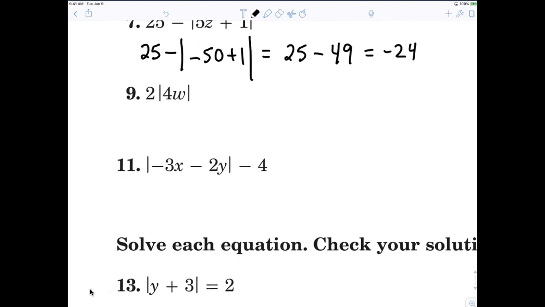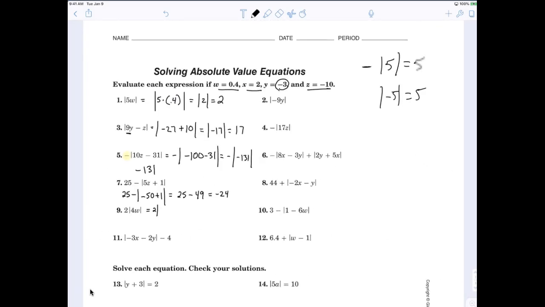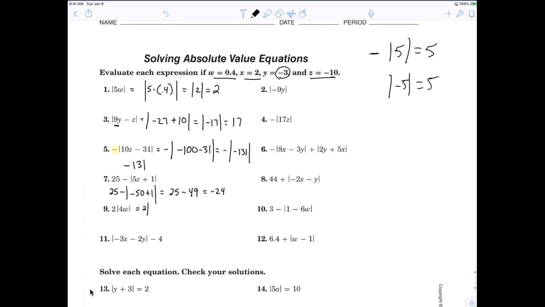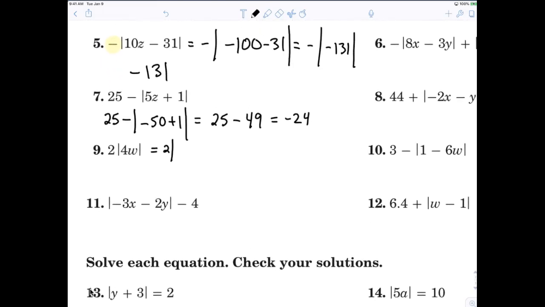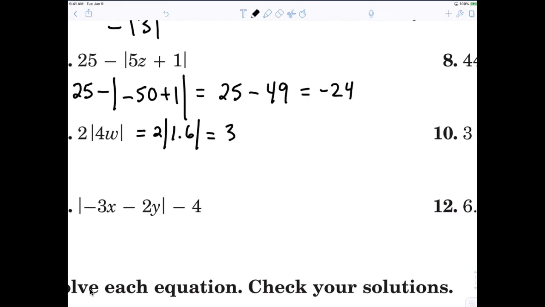Here we go. What's 4 times W? What's W again? So what's 4 times 0.4? 1.6. Good job. What's the absolute value of 1.6? And then 2 times 1.6. Yep, 3.2. Good job. Hurry up. All right, here we go.